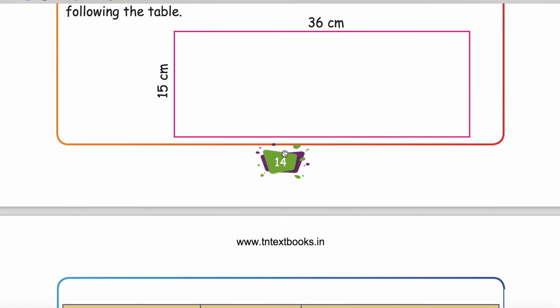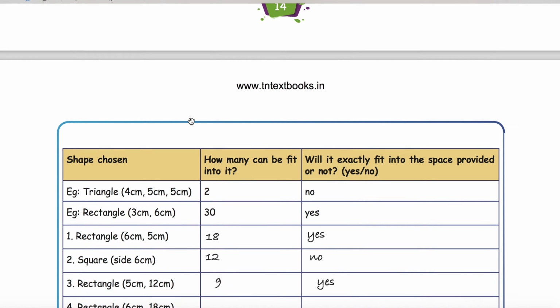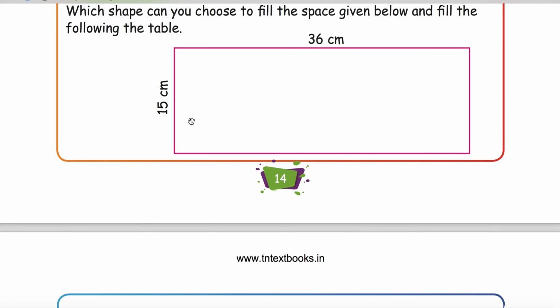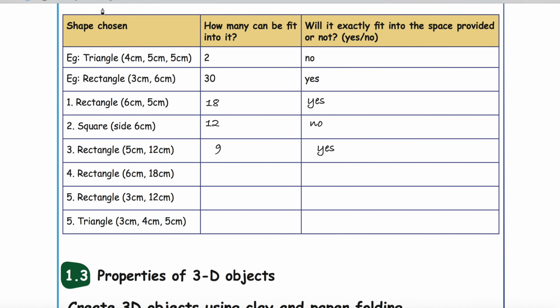6 and 18. 6 and 18 won't work in that way. Okay, 18, 2 can be used. 6 by 18, 2 is 6 by 2. That means 4 will go inside, but it won't fill the entire space. Okay, so this is no.